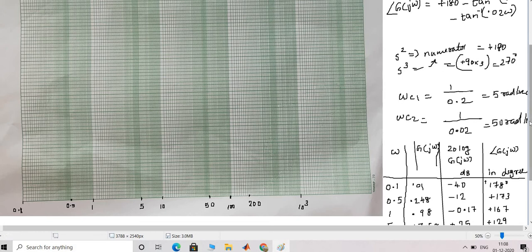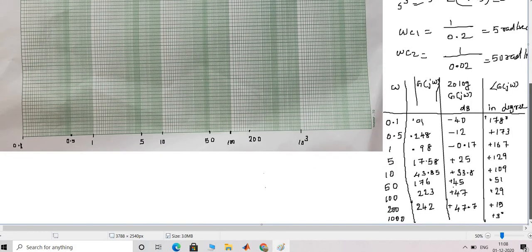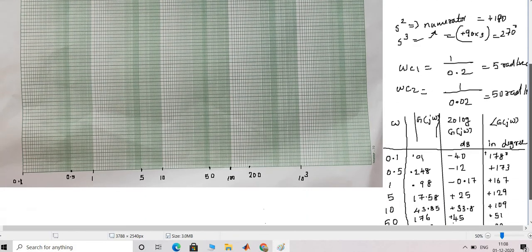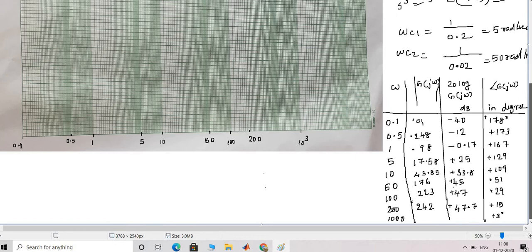Now we have to mark the gain in decibels. So we can see here it is starting from minus 40 dB and it is going to plus 47.7. So we have to take the frequency band accordingly.